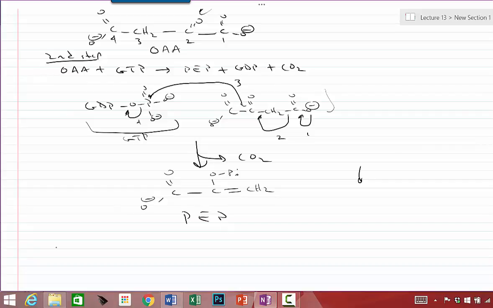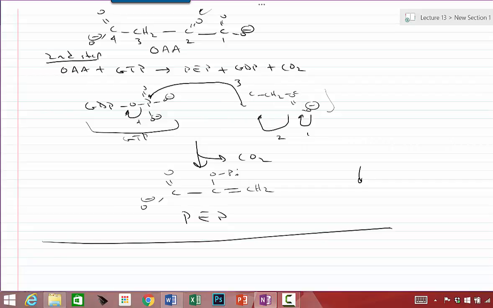Okay, so we are done with bypass number 1. I've showed you that we have to activate the bicarbonate, we have to use biotin, and I told you that was a synthase reaction. And then in the second step, we're actually removing CO2, and we're making phosphoenolpyruvate from oxaloacetate.